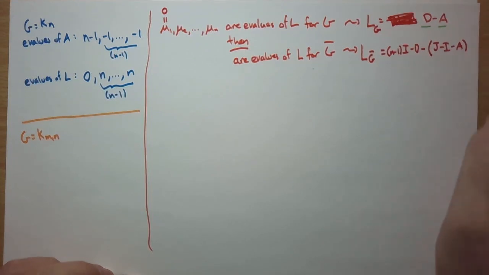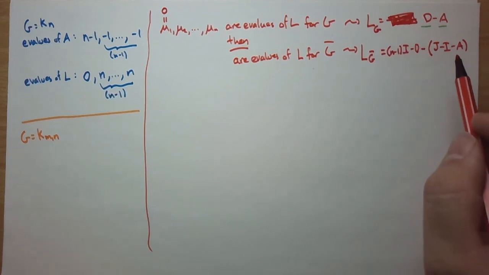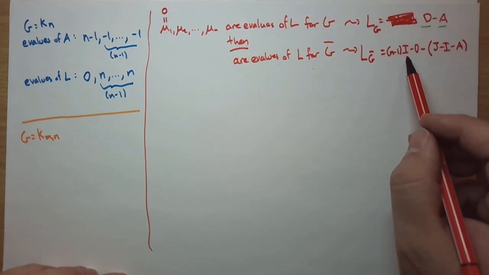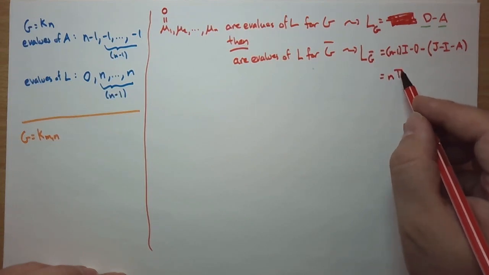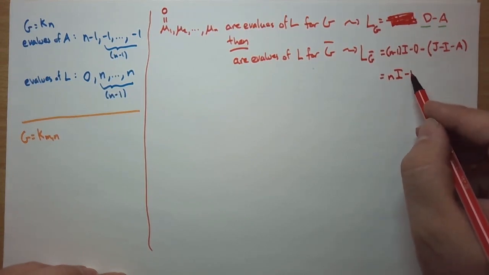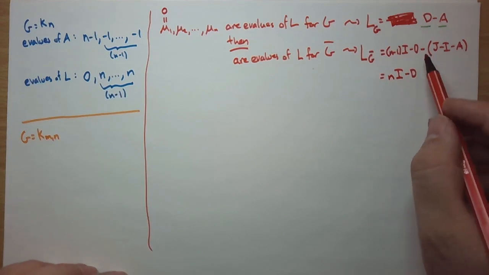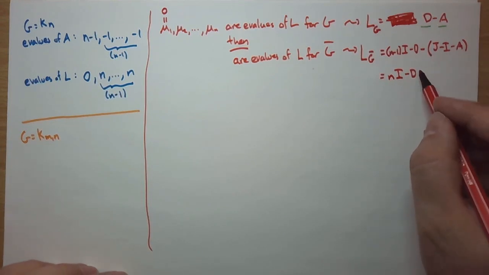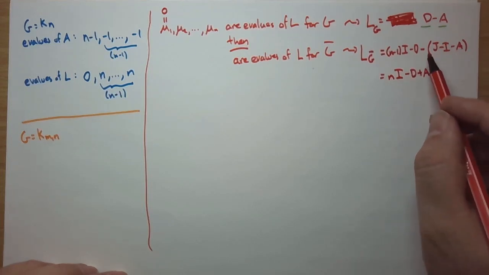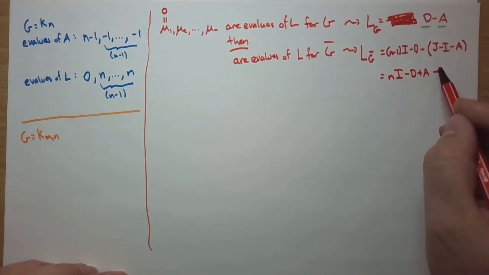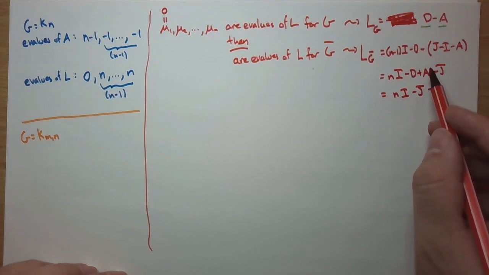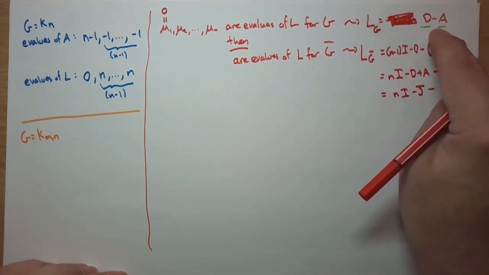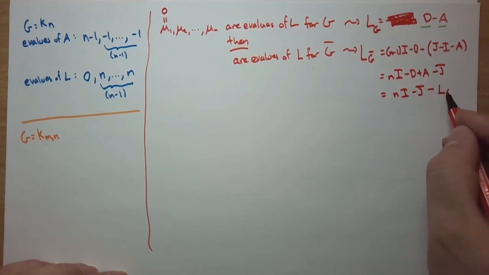J minus I, J minus I minus A. Okay. Now, some nice things happen. We have some bunches of I's. We have n minus 1 I's, and then we have a plus I. So that makes an nI. We still have that minus the degree. That's fine. Then we have minus minus A, which makes a plus A. We'll probably play with that in a second. And what's left? A minus J. So maybe we can write this as nI minus J minus the degree matrix, and this looks a lot like that, and so it's the Laplacian of G.